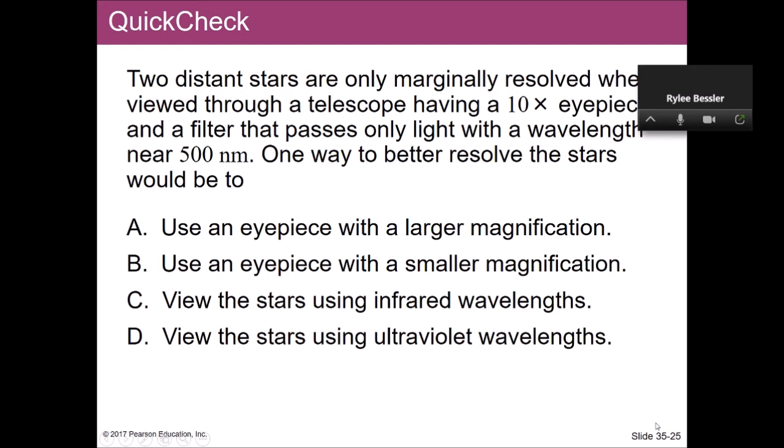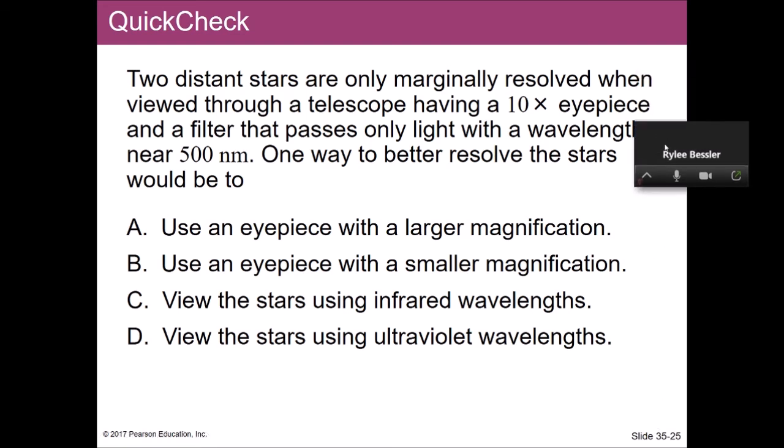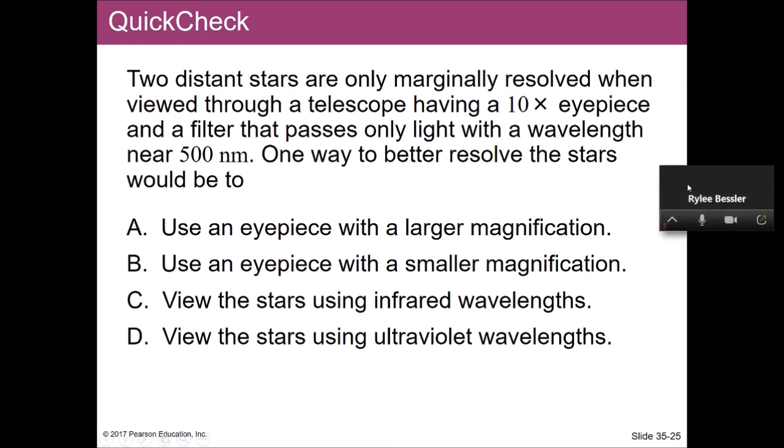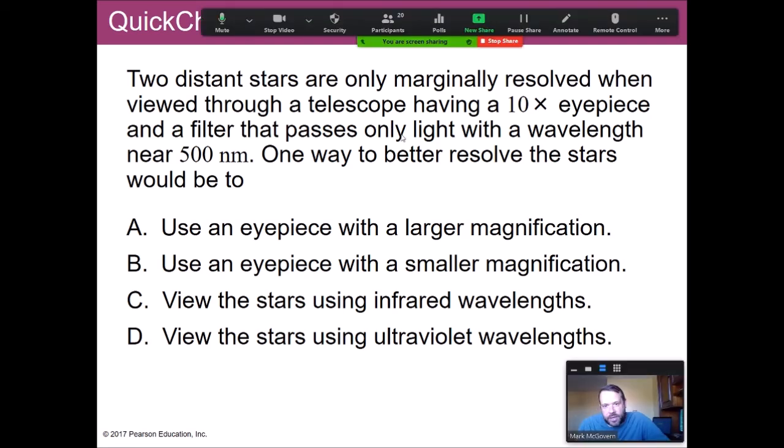All right, so we got two distant stars marginally resolved, viewed through a telescope having a 10 times eyepiece and a filter that only passes light at a wavelength of 500 nanometers. One way to resolve the stars would be to do what? What could you do to get a better resolution here? Very important question, actually. What this is asking for is, we got two stars that we can barely tell apart, and we're wondering if you can improve the magnification or change the wavelength.